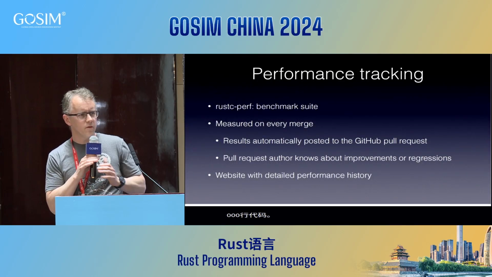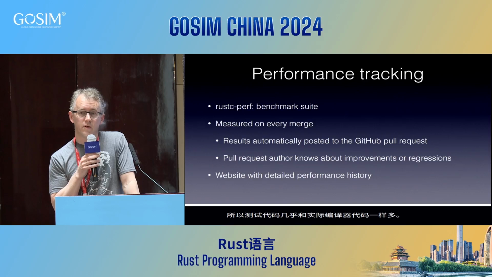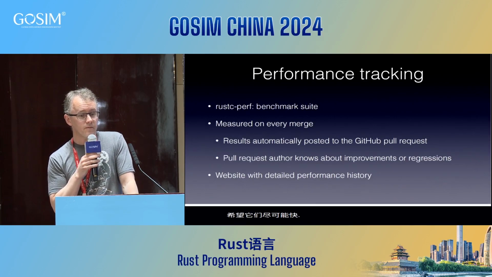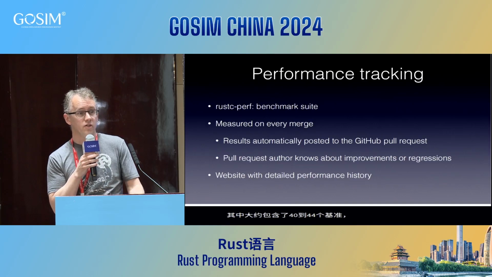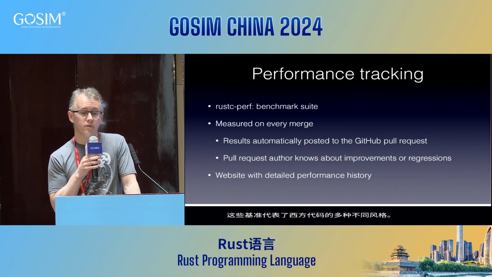Performance is also important. We care deeply about compile times. We want them to be as fast as possible. So we have a benchmark suite called rustc perf. It has about 45 benchmarks in it that represent a wide variety of different styles of Rust code. This benchmark suite gets run on every merge. So every change that goes in, we run the benchmark suite, and the results from that are automatically posted to the relevant GitHub pull request.